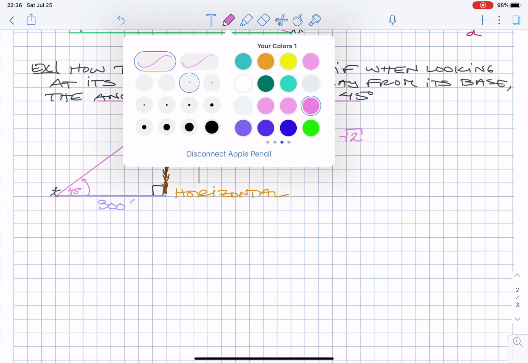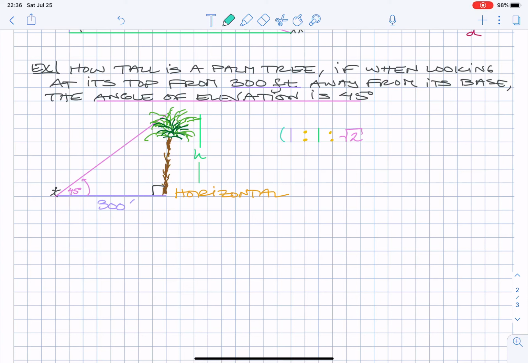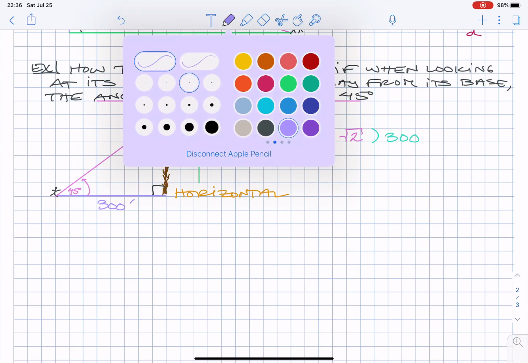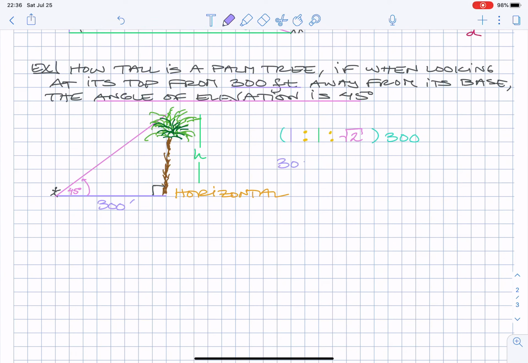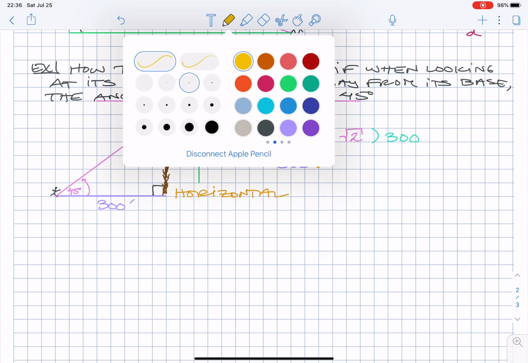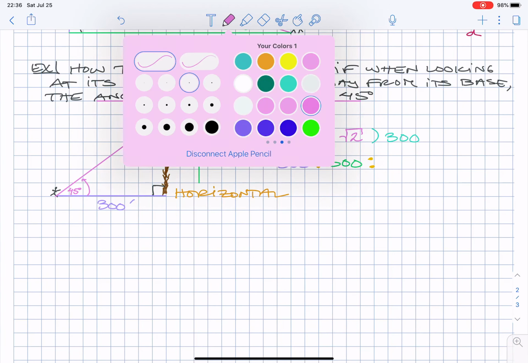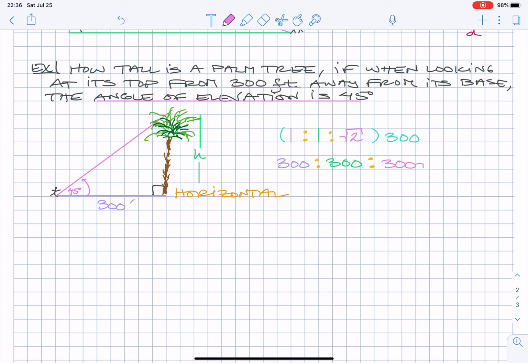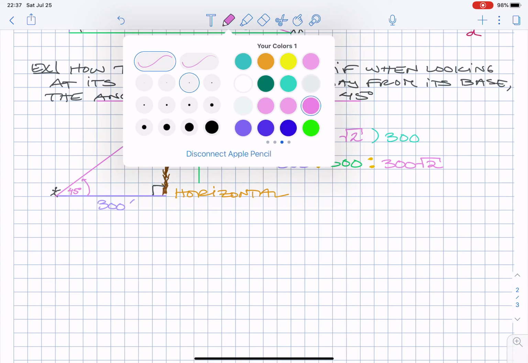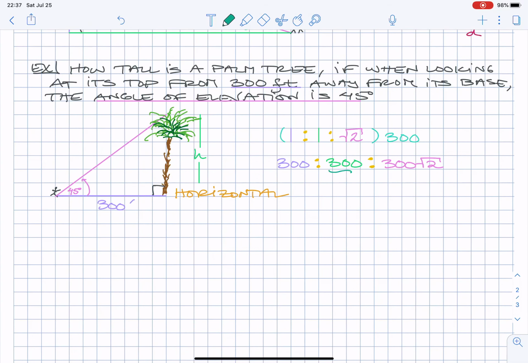But I know in order to get the base, which is a purple guy, to measure 300, I would need to multiply this ratio through by 300, giving me 300 for the base, 300 for the height, and 300 root 2 for the hypotenuse. But I was looking for the height. So this is the height. The height is 300 feet.